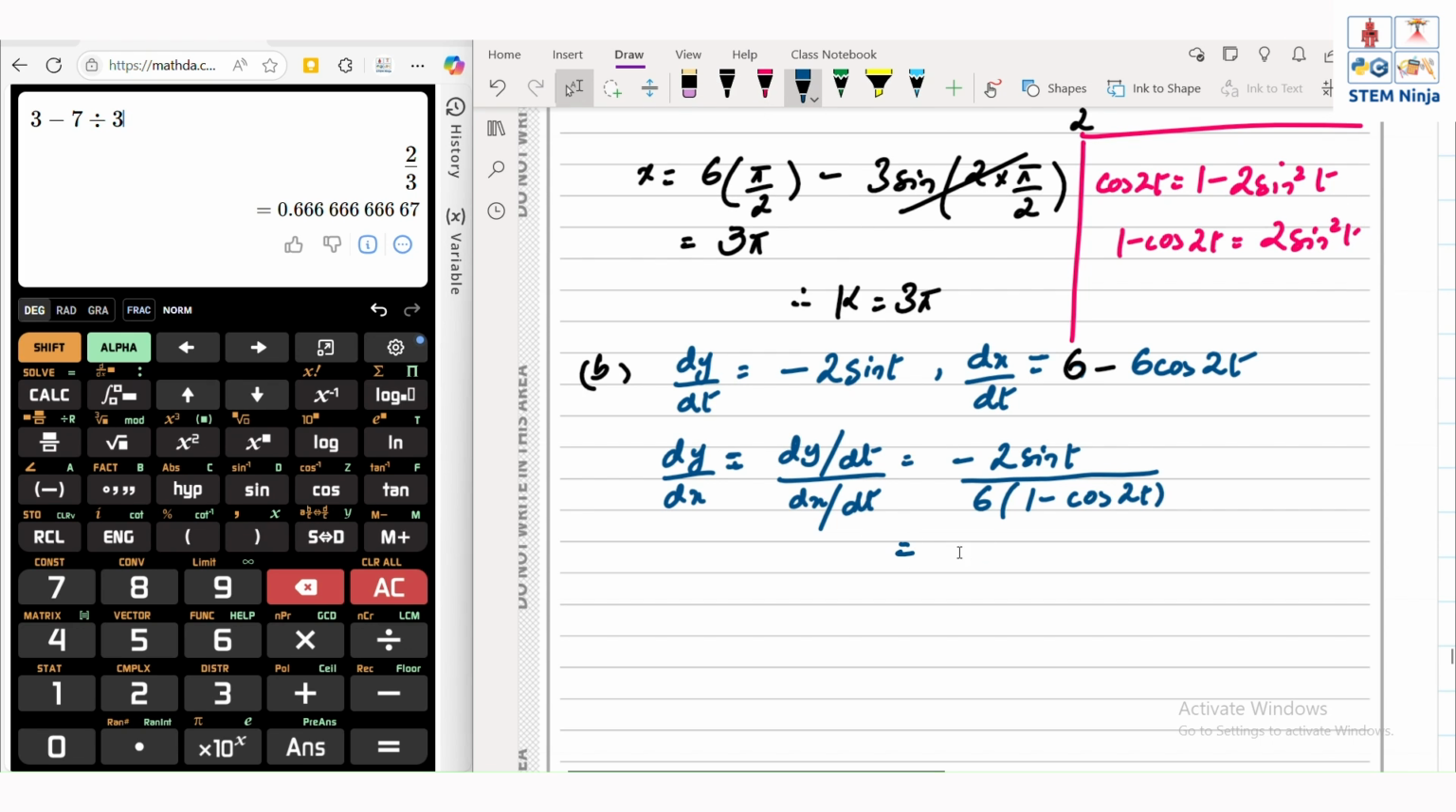So this would become minus 2 sine t divided by 6 times 2 sine squared t. One of the sine t goes away, and the 2 and 2 get cancelled. So we are left with minus 1 over 6 sine of t, which means further minus 1 over 6 cosecant t.